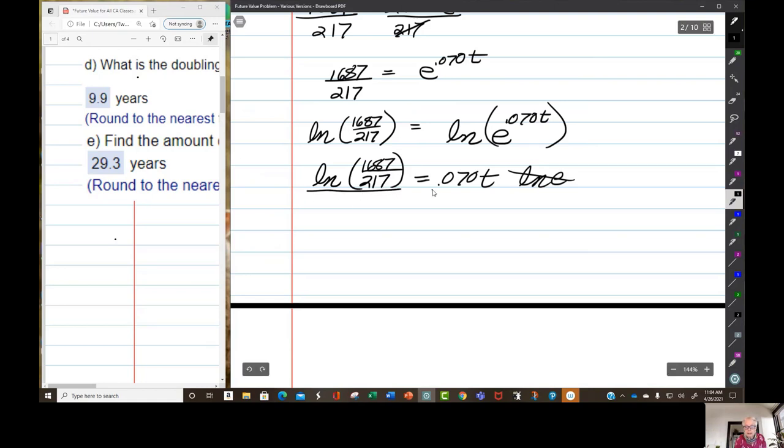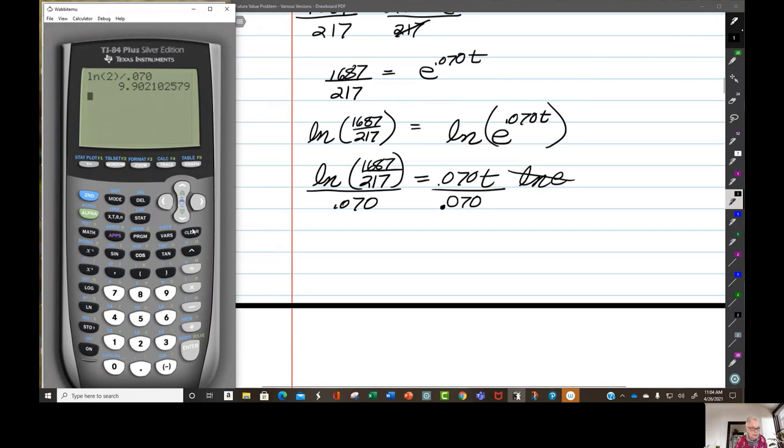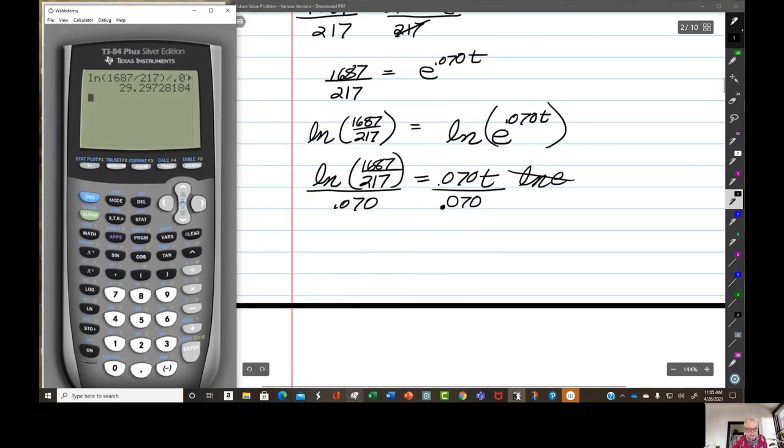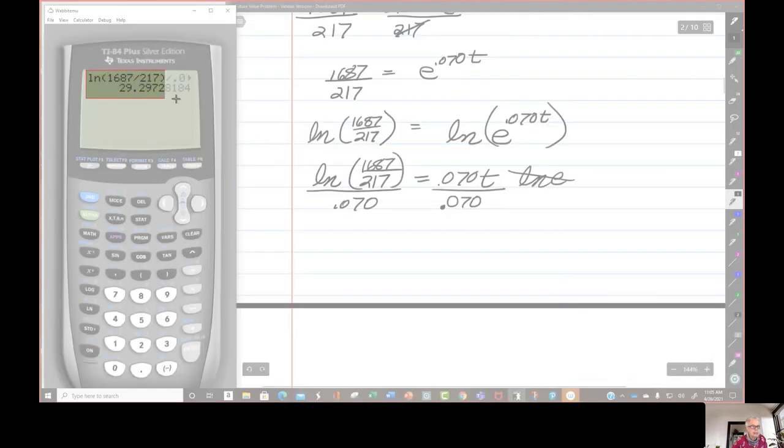Then I divide both sides by the number in front of t, which is the k number, 0.070, and I put that into my calculator. Ln 1687 divided by 217, close parentheses, and then that's divided by 0.070. And this is what I get. Yep, that's what they're looking for. Okay, let's copy this.